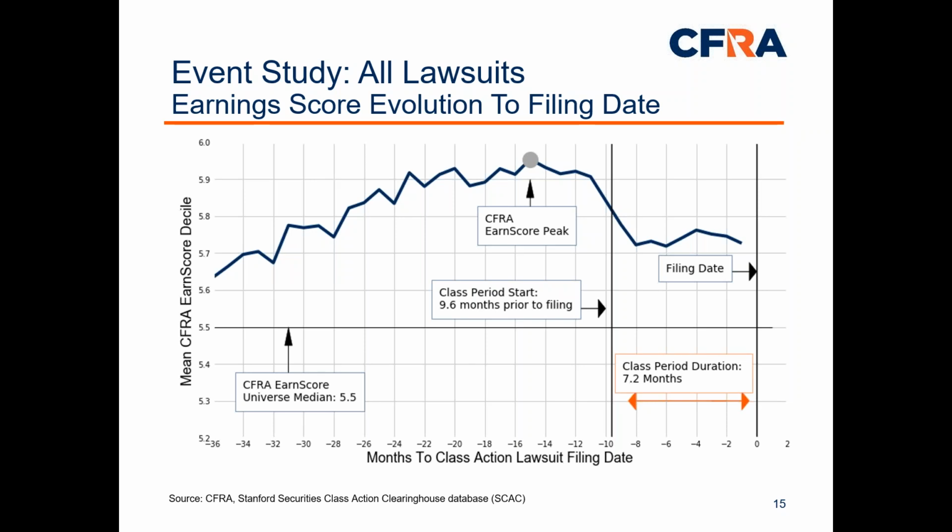An upward trend occurs 36 months to 15 months prior to the filing date. Finally, we find that in aggregate, earnings scores peaked 15 months prior to the filing date and subsequently trended toward the median of our earnings score universe.